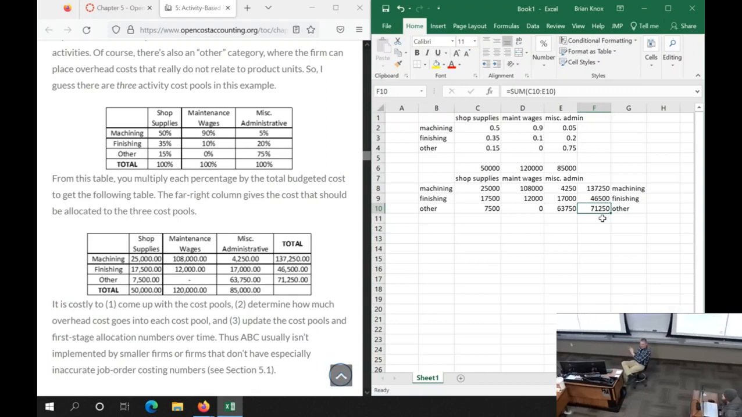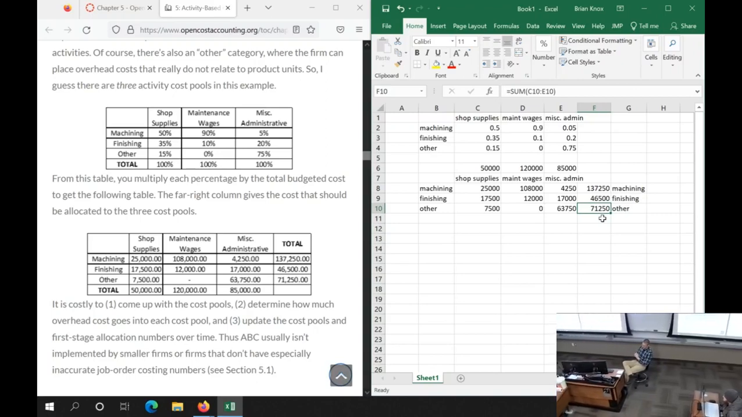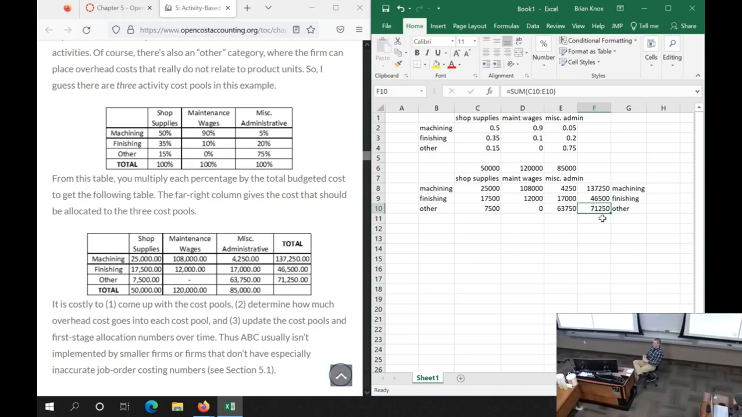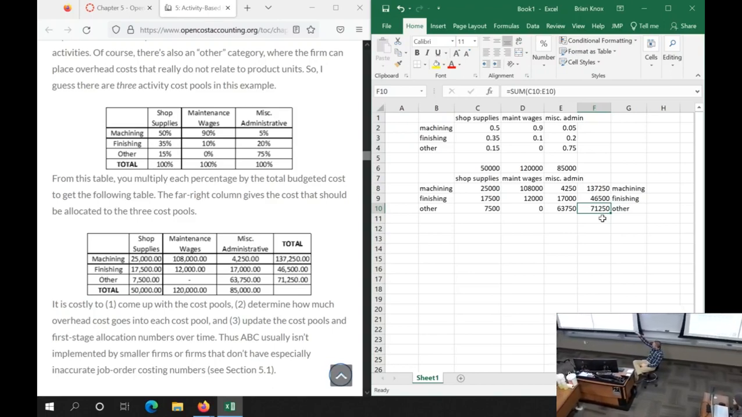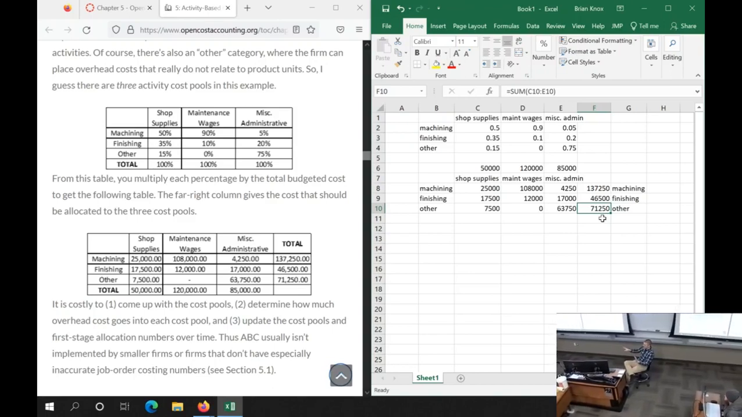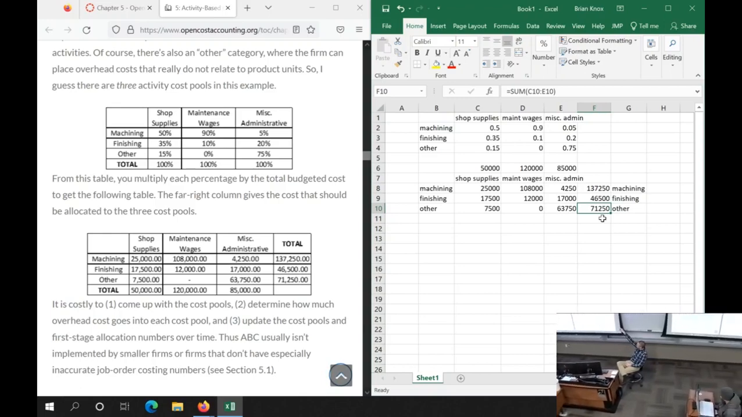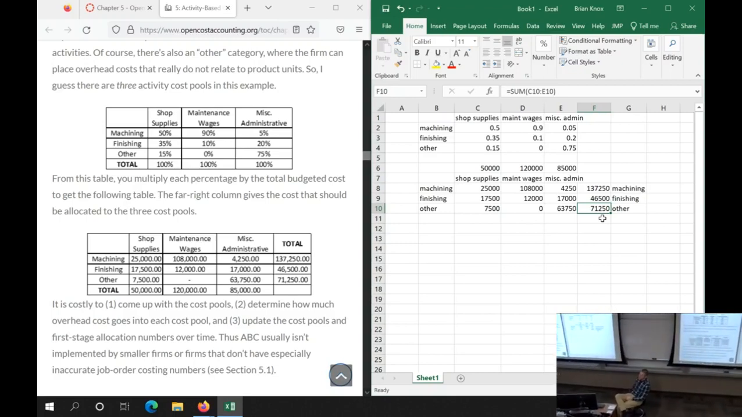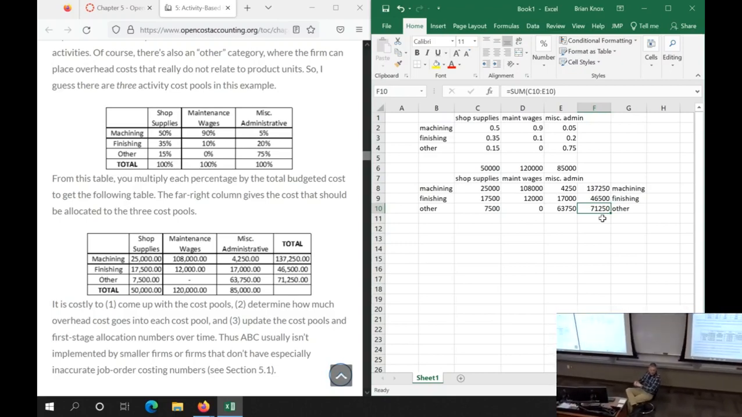The same idea, the same zeitgeist is in this, of saying we have drivers that are pushing overhead cost here and here and here, and our GL categories are not up to the task. That 50,000, 120,000, 85,000 just on its own isn't up to the task. Let's push them through this filter of the percentage weights, get them in the new categories, and try to get a stronger and closer approximation.